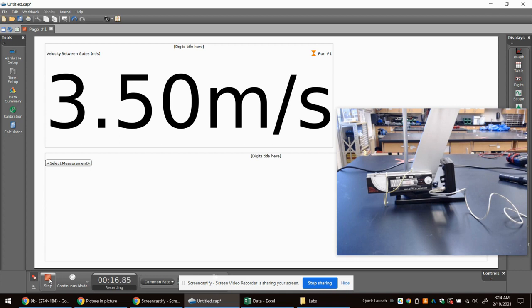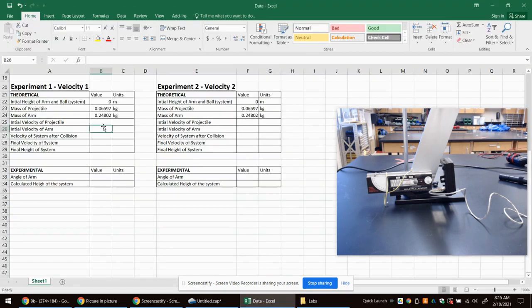You can see here that the velocity is 3.5 meters per second. I've done this experiment a number of times and can tell you that that is the correct velocity. I wanted you to be able to see how it's done. I'm not going to do multiple trials on this. So our initial velocity for trial 1 is going to be 3.5 meters per second. Sorry, that's the arm. I wrote that in. The ball is going to be 3.5 meters per second.